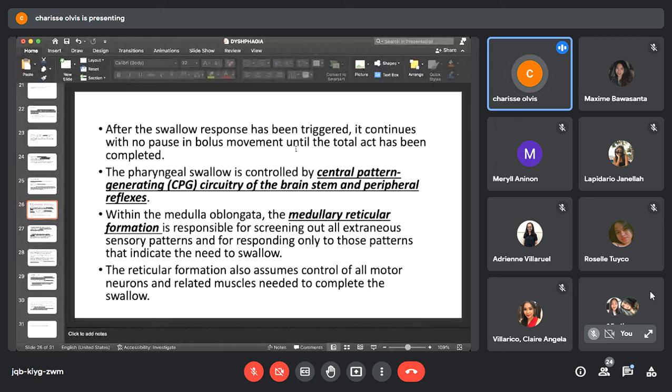In the brainstem, it is within your medulla oblongata. The medullary reticular formation is responsible for screening out all extraneous sensory patterns and for responding only to those patterns that indicate the need to swallow. The reticular formation also assumes control of all motor neurons and related muscles needed to complete the swallow. Again, your pharyngeal swallow is controlled by the CPG circuitry of the brainstem.